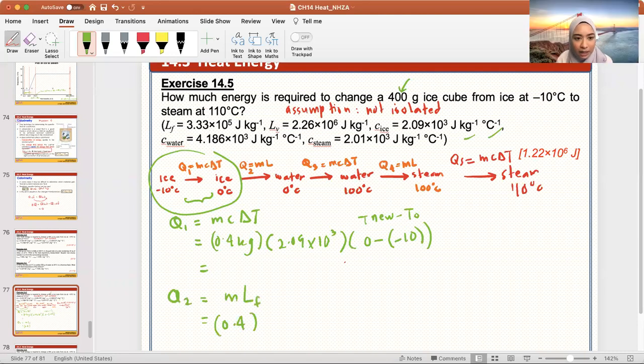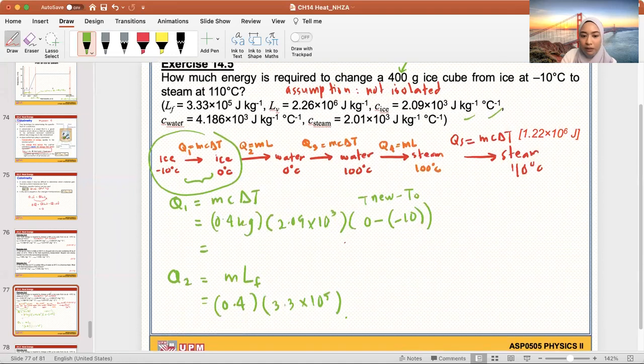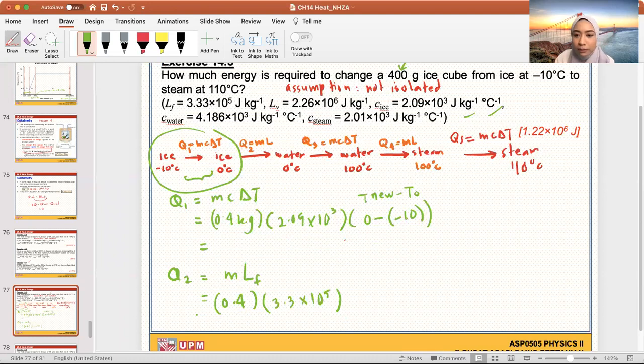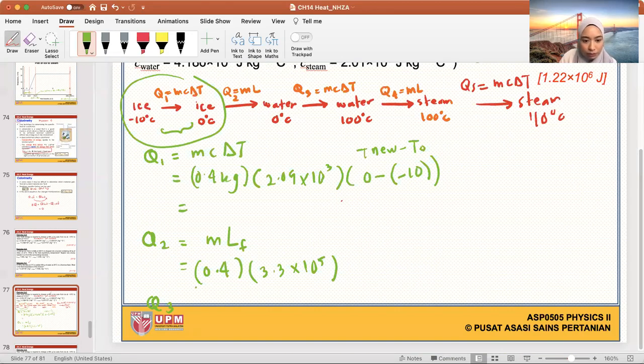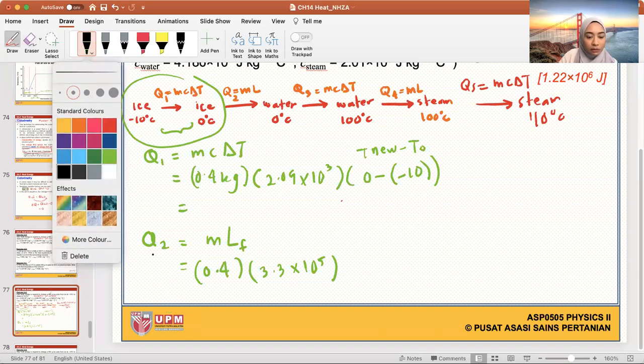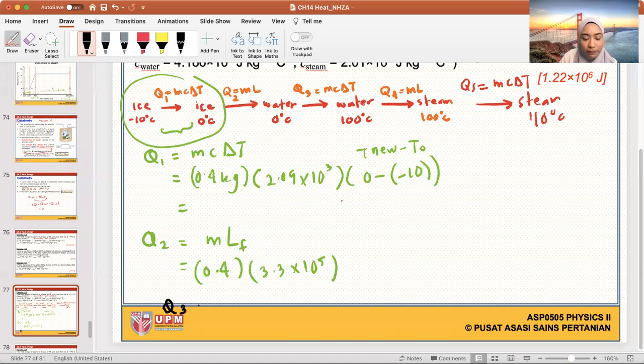We want to convert ice to water, it's fusion. So it's LF. So that is 3.33 times 10 to the 5. So that is it. Ours is already in kg, so we don't have to worry about it. All right, Q3. Oh, I don't have the space. Okay, let's do it here. Okay, different color. Q3, okay, visible. MC delta T.